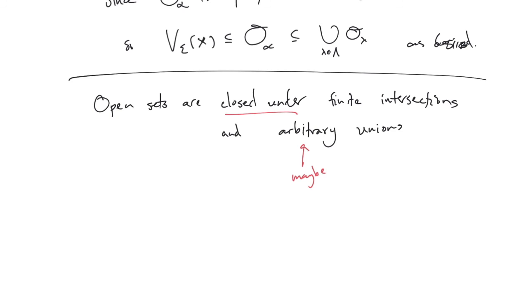So if you have two open sets, or not two, but any finite number of open sets, and make the intersection, it's still an open set. And for any number at all of open sets, if you take their union, the result is still an open set. Not necessarily finite, any arbitrary union.